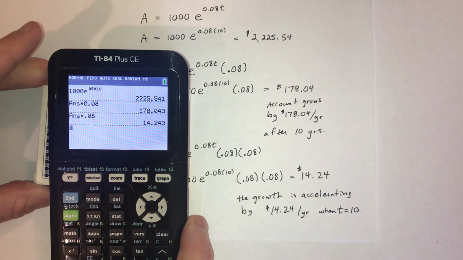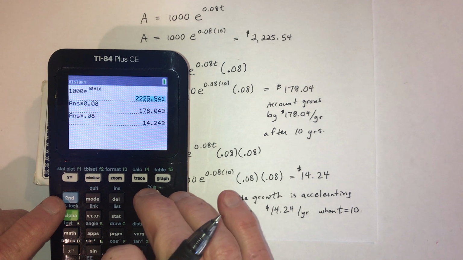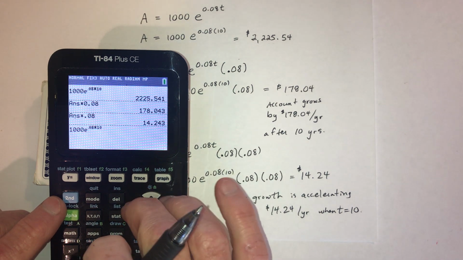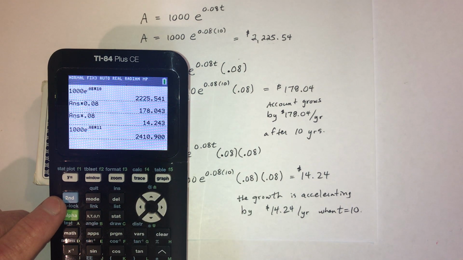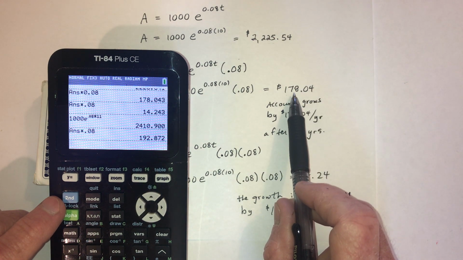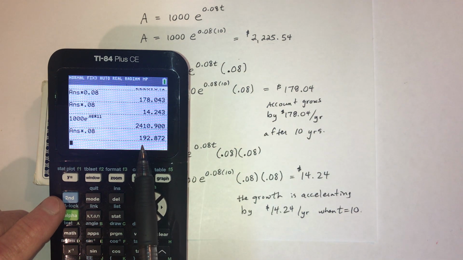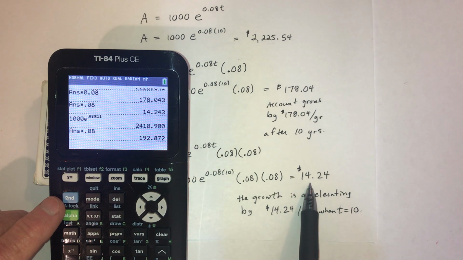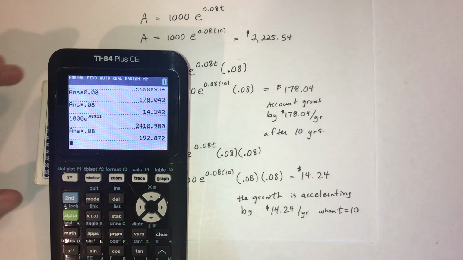So look, if I go back and I change this to an 11, and then I multiply that by 0.08. So notice, this is saying the 11th year, how much extra money are you going to get? So you're going to be getting 192. So the 10th year, you're getting 178. The 11th year, you're getting 192. So it's accelerating by an extra $14.24.